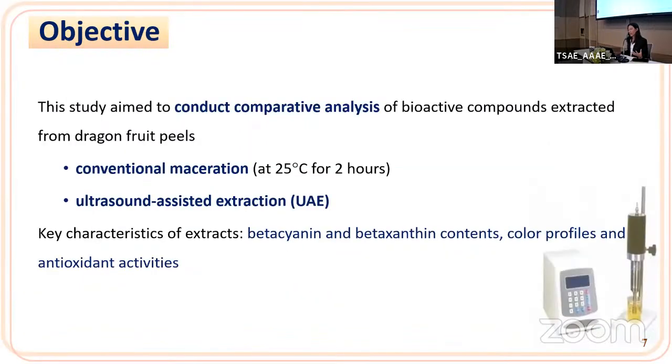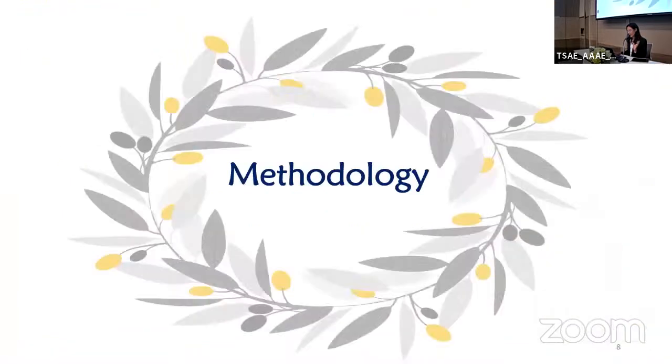So it leads to the objective of this study, which is to conduct a comparative analysis between ultrasound and maceration. Maceration at 25 degrees C for 2 hours, and ultrasound at several conditions. We will find the best condition, and then we will compare betacyanin content, color profile, and also antioxidant activities.